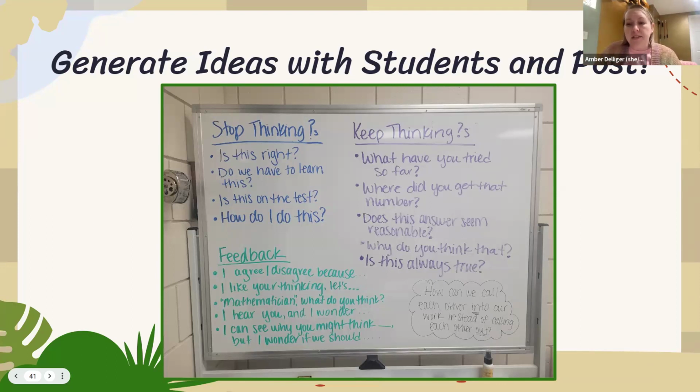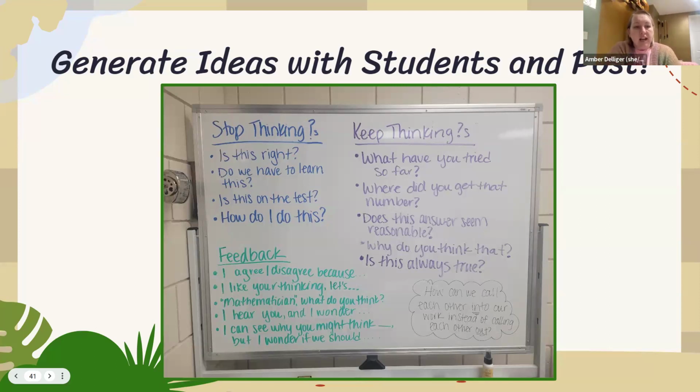Then we talked about those ideas of feedback. And so we've got those down there. We've talked about those quite a bit. But the bottom corner is the one I really want to focus on. And that is our students have decided that they want to call each other in on the conversation instead of calling each other out. And so that is going to be a really important strategy to bring out that ability to take risks and to do things that maybe they wouldn't normally want to do.